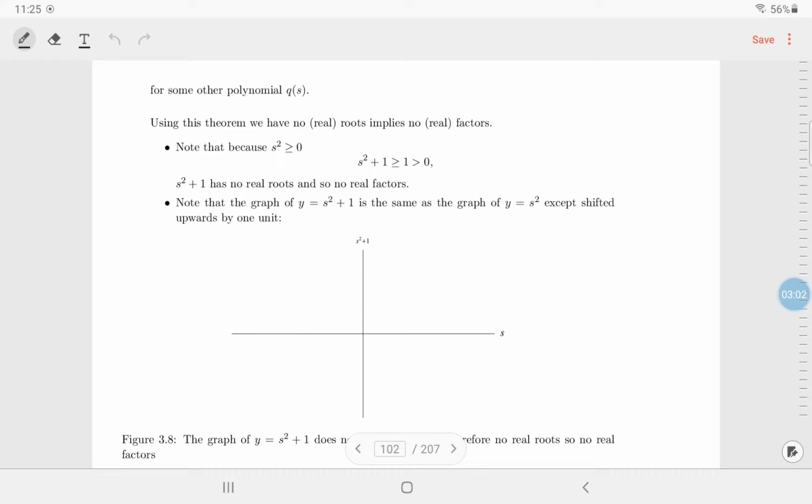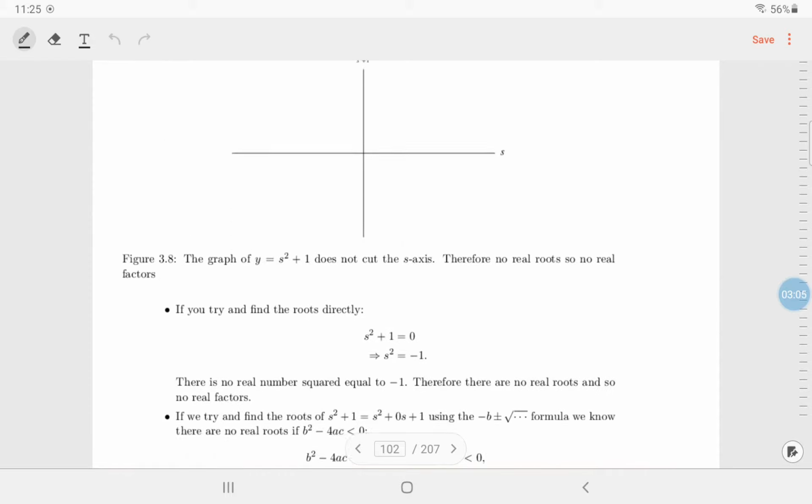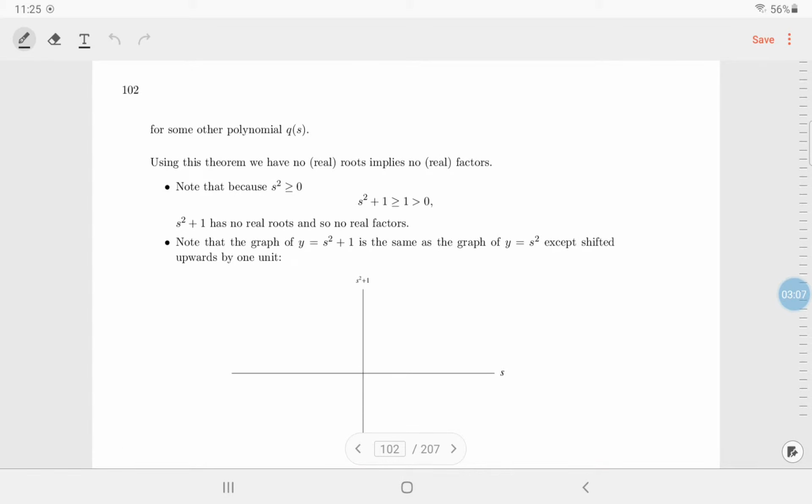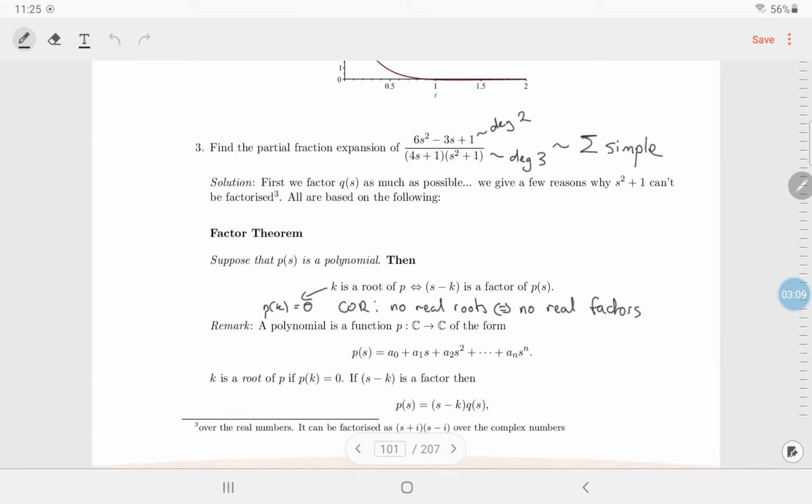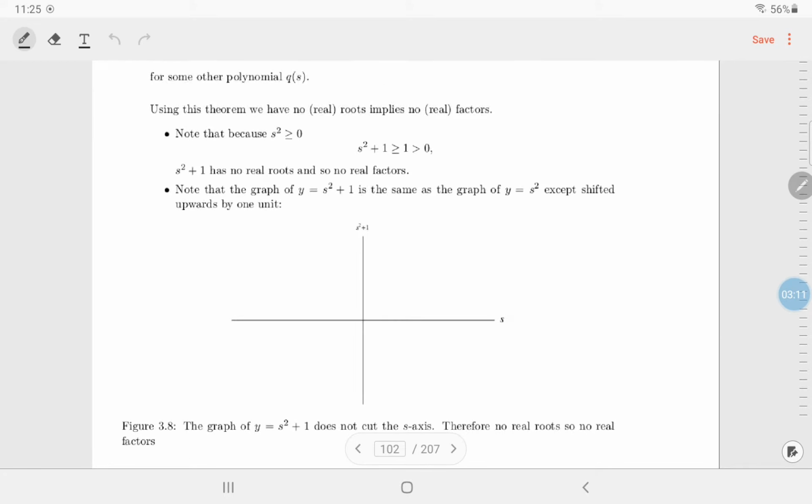Okay, so I have a number of explanations here for saying why you can't factorize s squared plus 1 any further. Because s squared is positive, now that's if you're considering s to be a real number, its square is positive. So s squared plus 1 is definitely bigger than 1, which is strictly bigger than 0. So s squared plus 1 is strictly bigger than 0 for real numbers, and that means it's never equal to 0. So there's no real roots, no real factors.